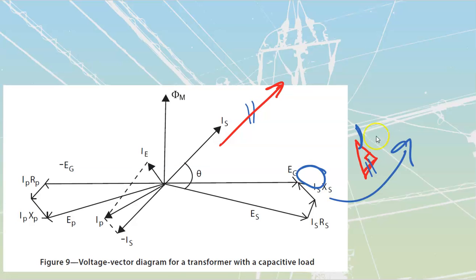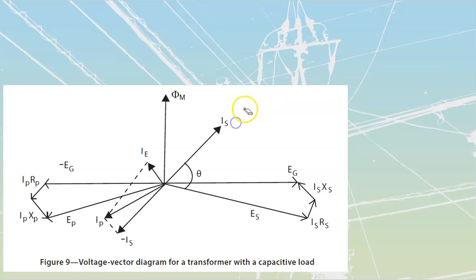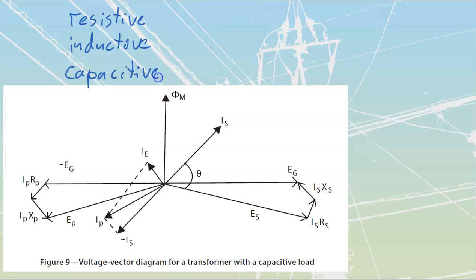Resistive loads, inductive, and capacitive. If it's going to be a resistive load, we're just going to get our regular rated terminal voltage out. It's going to be normal. We're just going to call that normal voltage on the secondary.